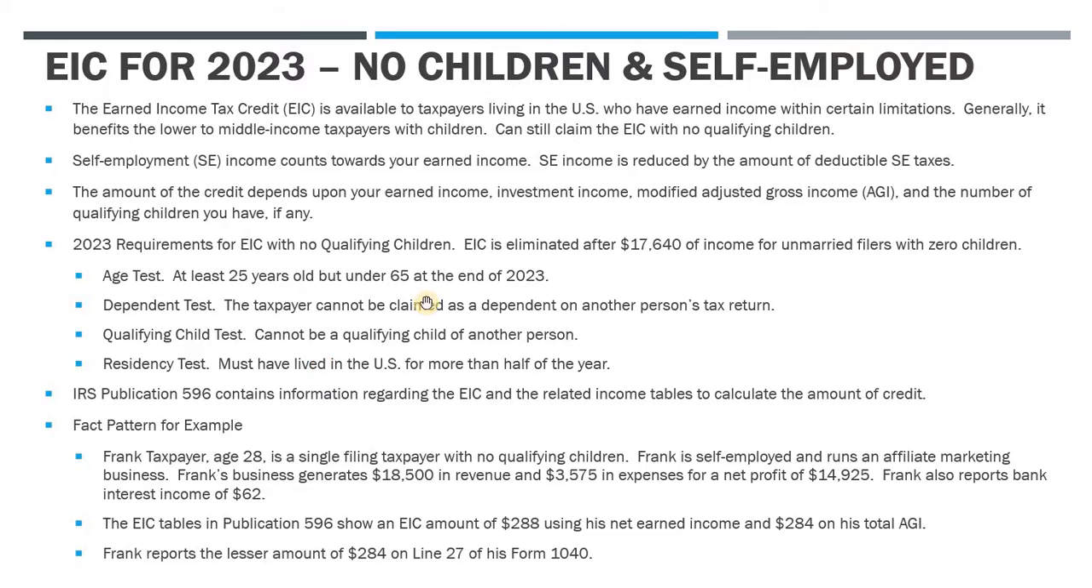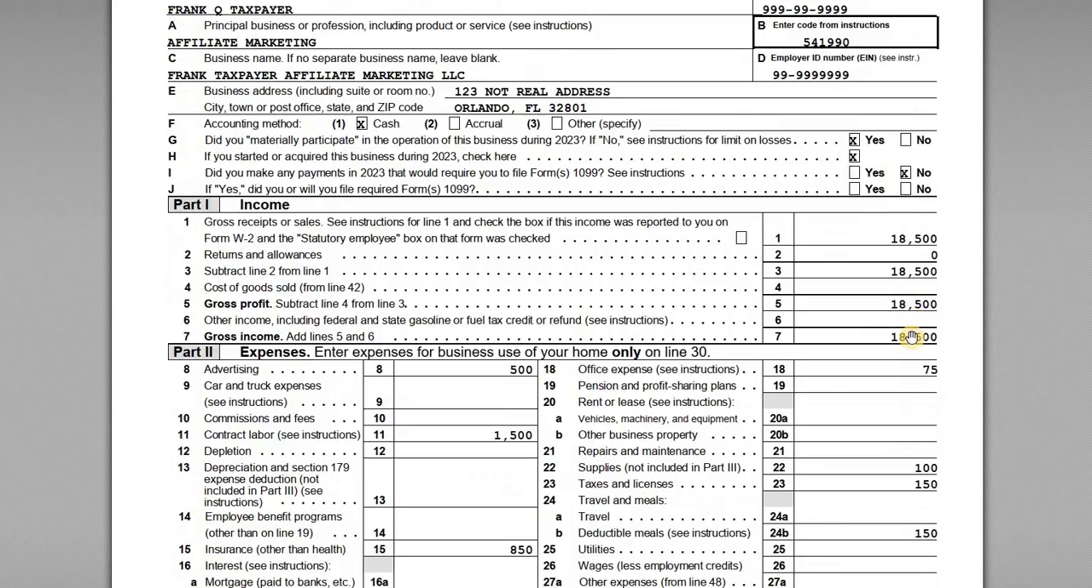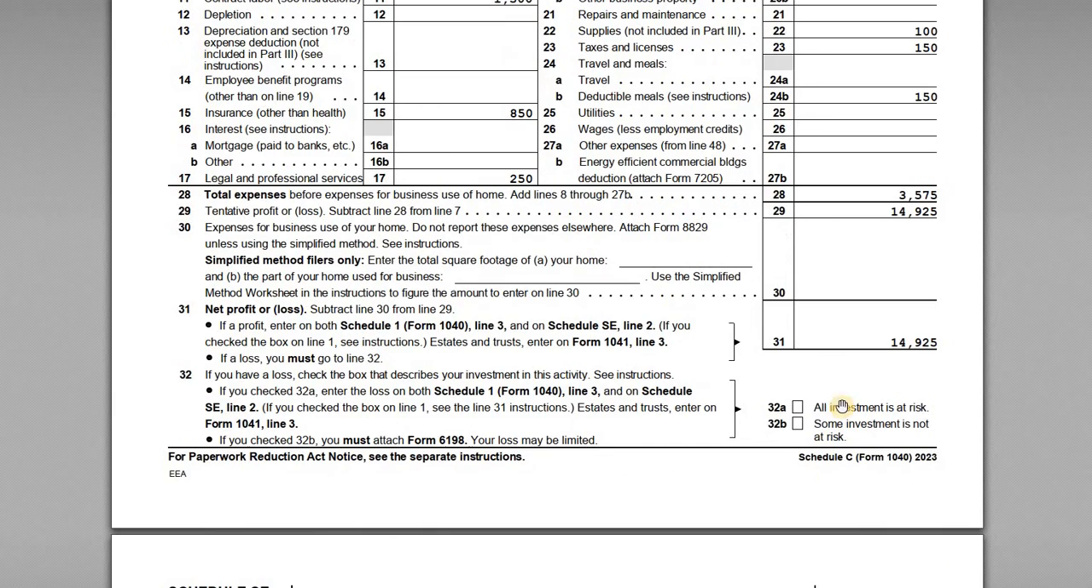All right, so let's have a look at tax return for Frank. We'll start at the Schedule C and work our way through here so we can see how all this is calculated. So we've got Frank's Schedule C business here. It's affiliate marketing business. And we can see here the income. So the gross revenue up here, $18,500. He's got the variety of expenses. And so his net profit or loss from the operation is $14,925.